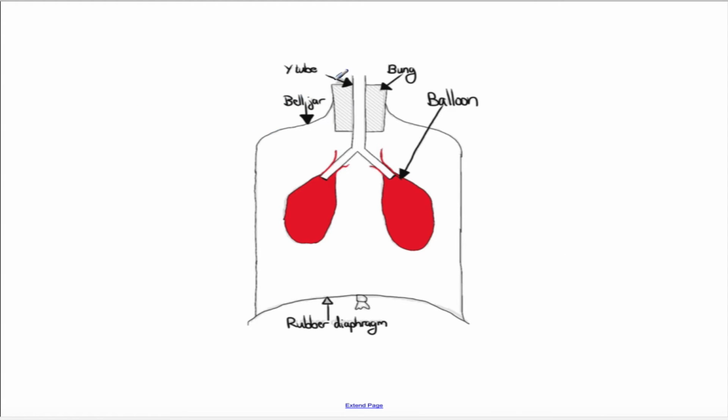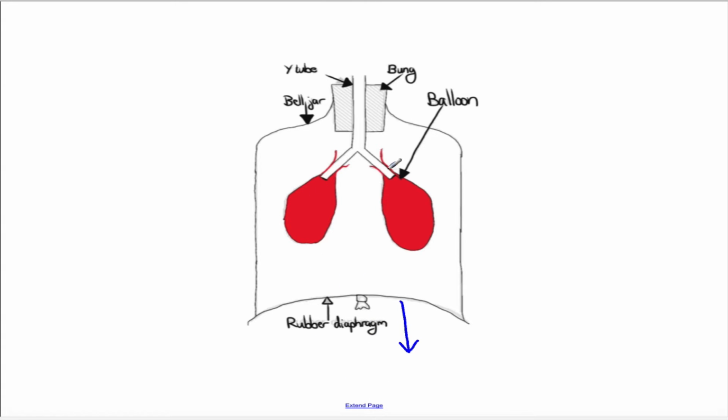So what we've got is a bell-shaped glass jar, simply called a bell jar. We've got it sealed with a bung, and we've got a tube coming down that splits in two. Then over the tubes you've got the balloons, and the idea is you want a small amount of air inside them, and then you seal the jar with a rubber diaphragm, which is normally just a balloon itself. The idea is you grab hold of that rubber diaphragm, that balloon, and you pull it downwards.